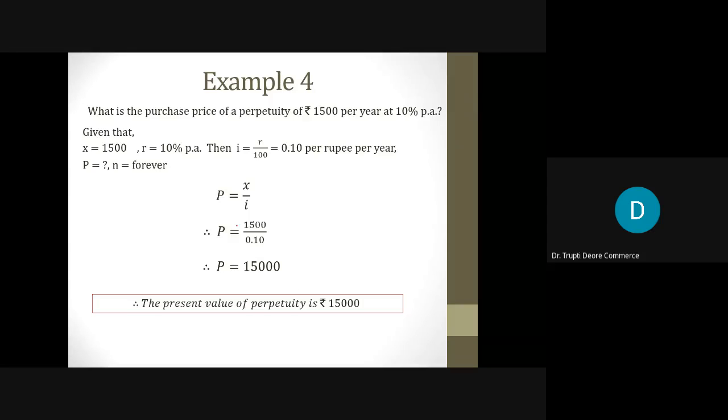For MCQ they ask for the perpetuity. And for 5 to 8 marks, they will ask for the long question, that is present value of annuity and amount of annuity like this. Okay. So present value is 15,000. Everyone get the answer? Absolutely.